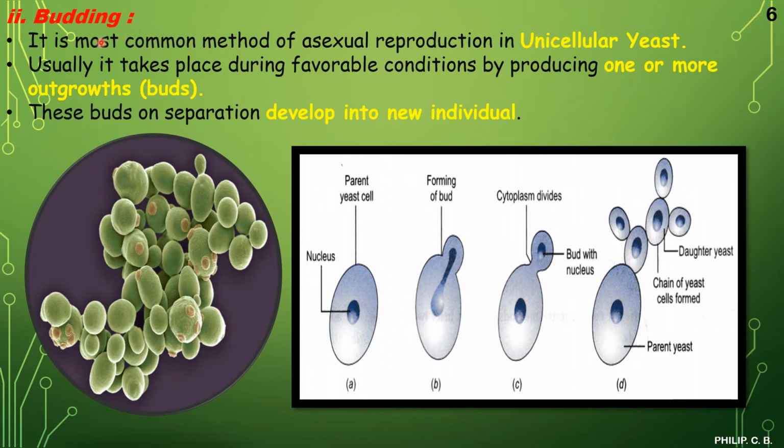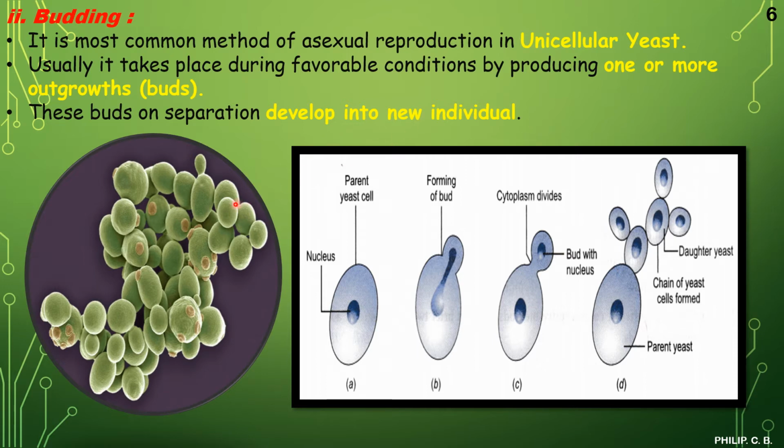Now budding is the most common method of asexual reproduction in unicellular yeast, right? Again, as you saw in the animation image earlier, in budding, as the name suggests, buds form from the mother body and continue to form daughter cells. Usually it takes place during favorable conditions by producing one or more outgrowths, which are nothing but buds. These buds on separation develop into new individuals.